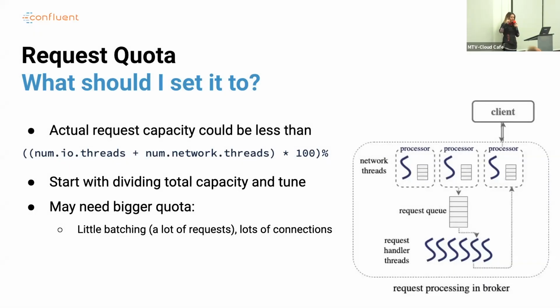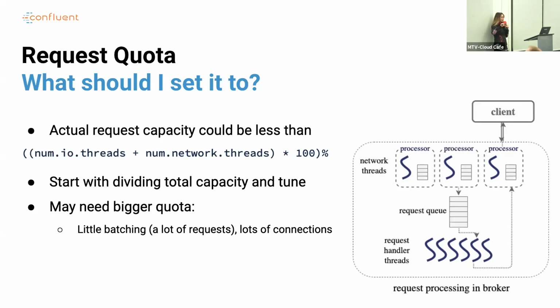In the question I put at the end, what should I set this request quota to? Again, this is a really hard question to answer, because there are too many variables to say exactly what you are going to get. But the first advice is to set it to something at least, say, divide whatever that capacity is, and then you might tune it.